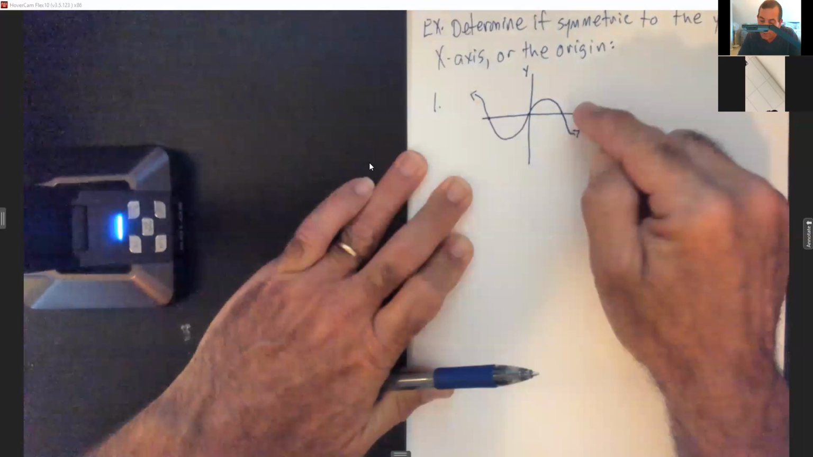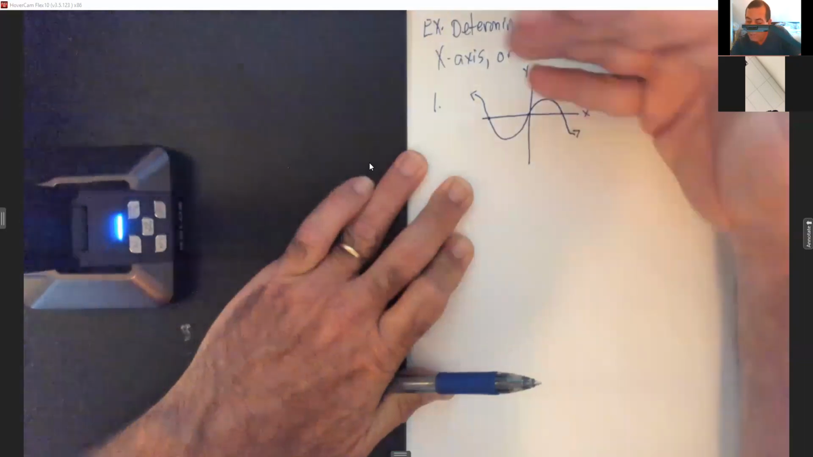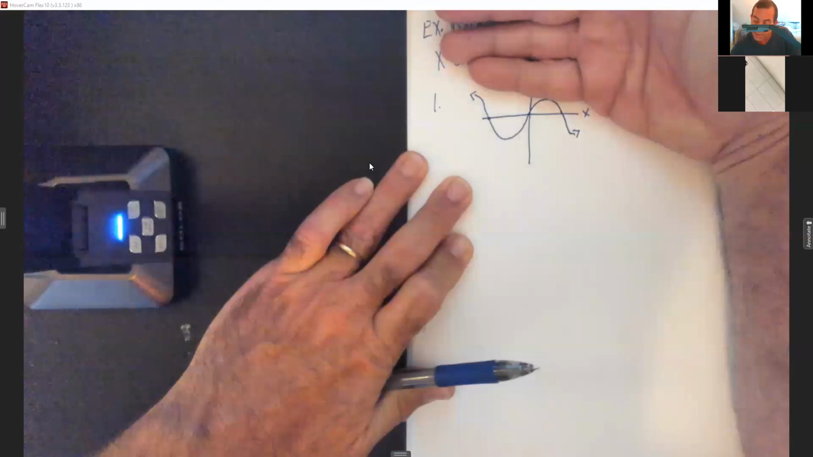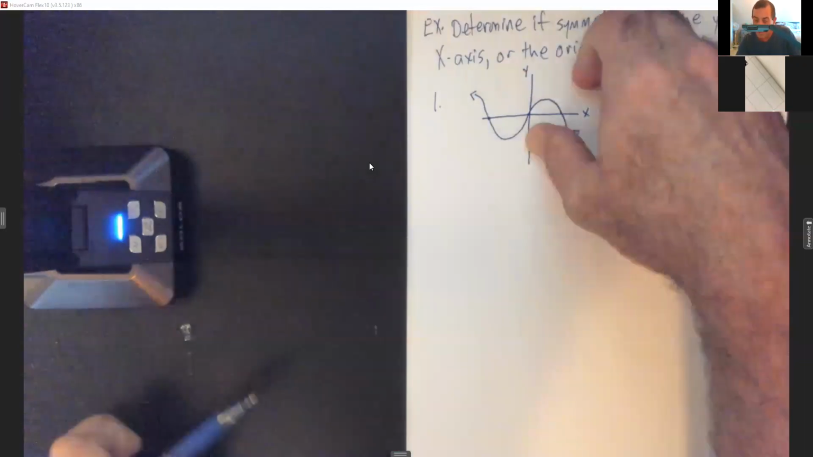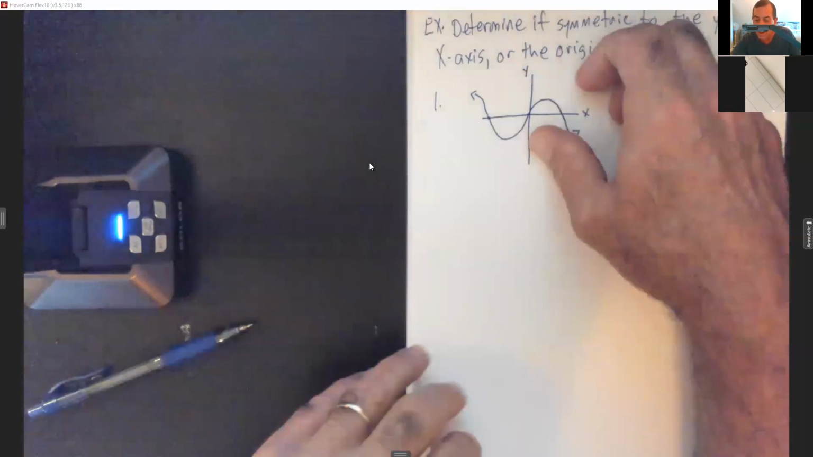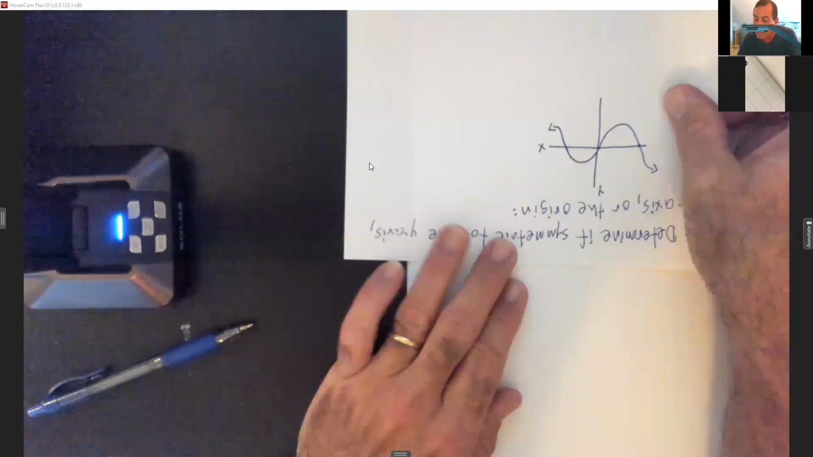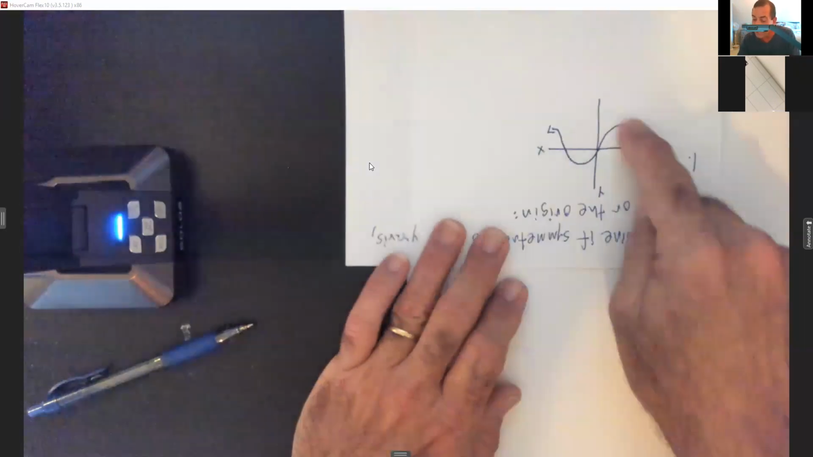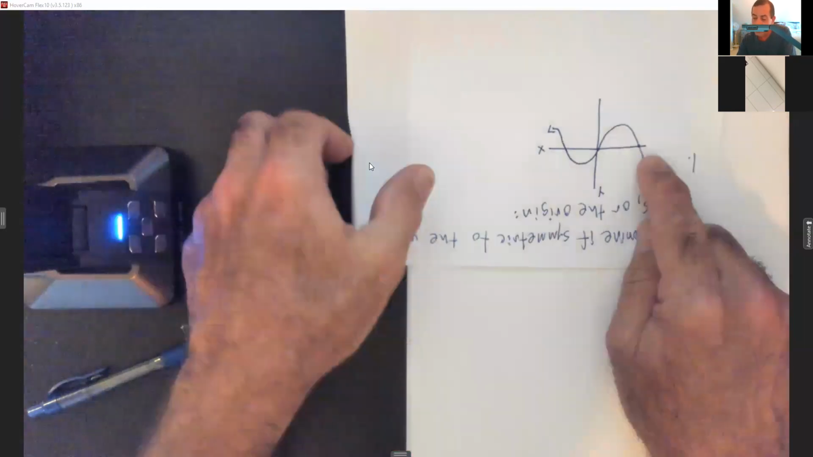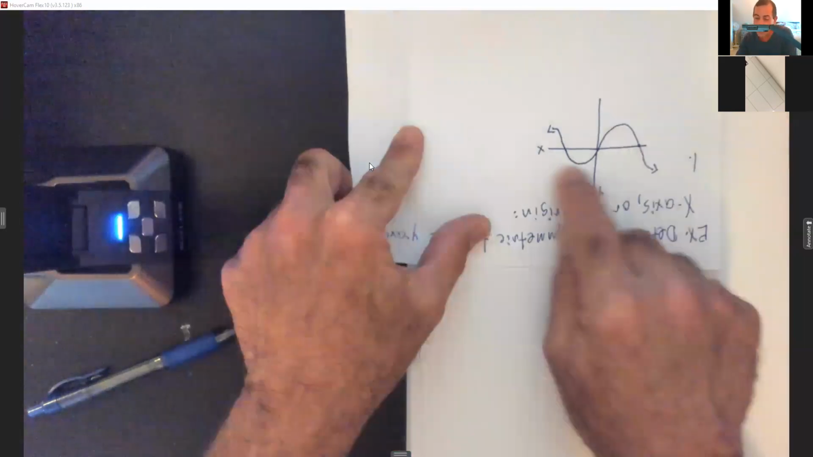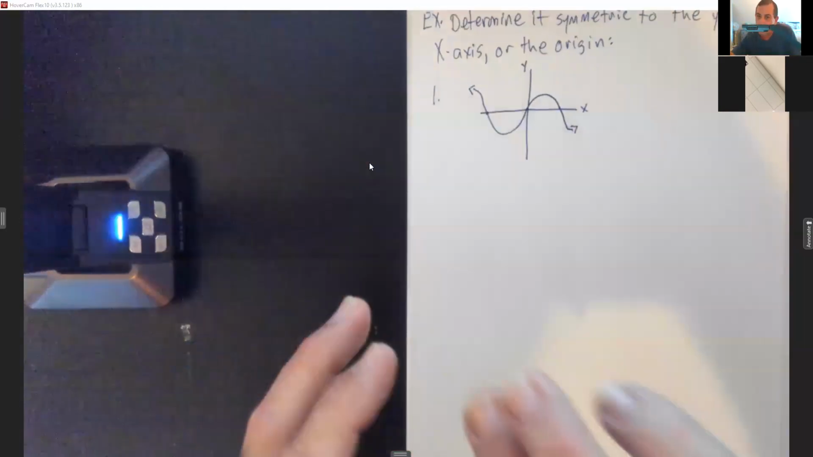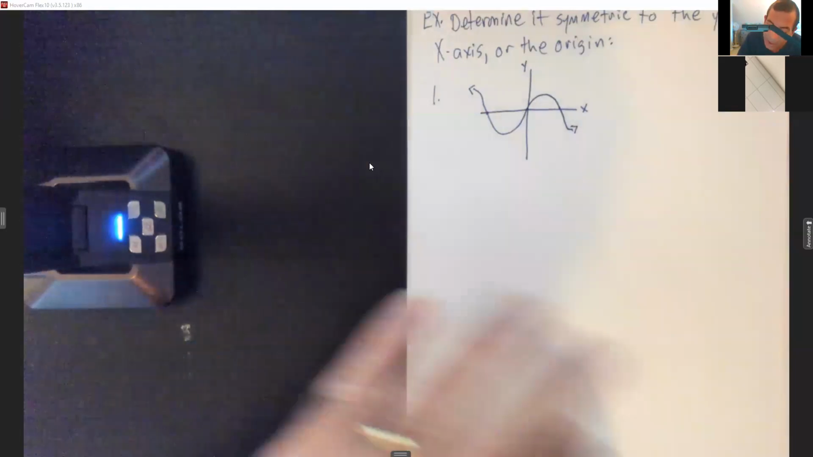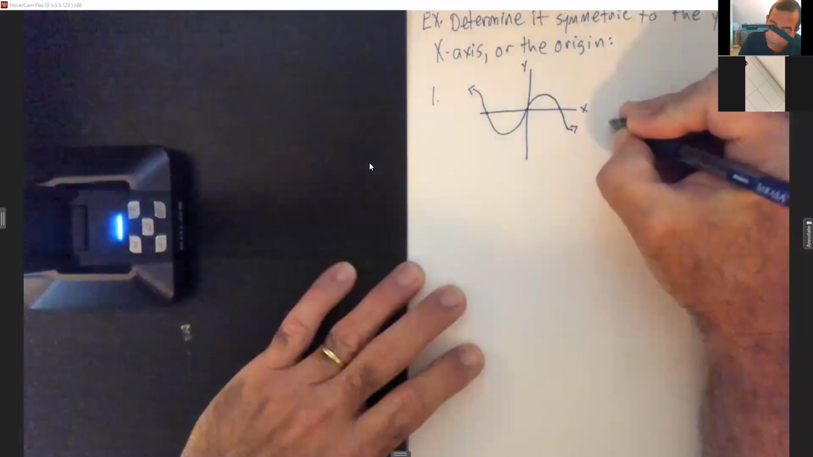This part hits up here. If I was to fold it over the X-axis, it would not hit itself. This would be hitting something that ain't even here. But if I take this graph and I turn it 180 degrees, I have the same graph going down here and up over here. So notice it's down on this side and up over here. When I turn it back, it's down on this side and up over here. So since it's the same graph, when you turn it upside down, this is symmetric to the origin.